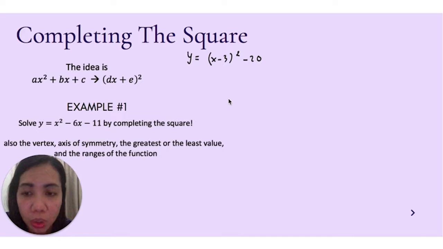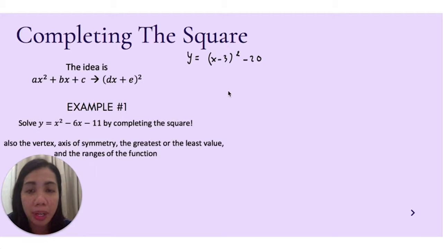Okay, based on what we have got previously, another expression of this quadratic expression is x minus 3 squared minus 20. Okay, now from this expression, we can find other information, which are the vertex, axis of symmetry, the greatest or the least value, and the range of the function. Okay, now I'll explain to you first how to get this.